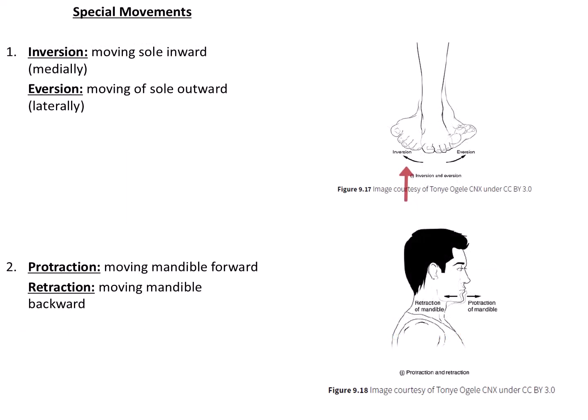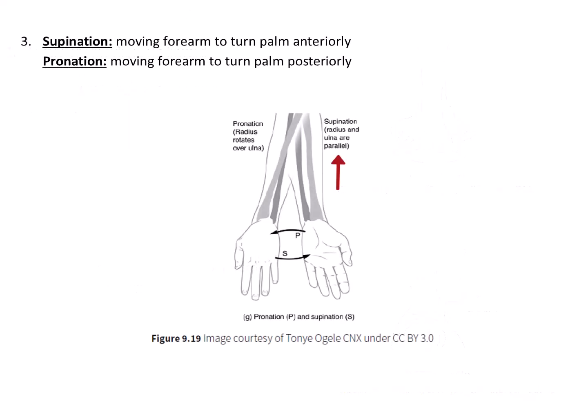With inversion, you are moving the sole of your foot inward, and with eversion, you are moving it outward. For protraction, you are pushing the mandible out, and with retraction, you're pulling it back in. Supination is rotating the palm forward, while pronation is rotating the palm backward.